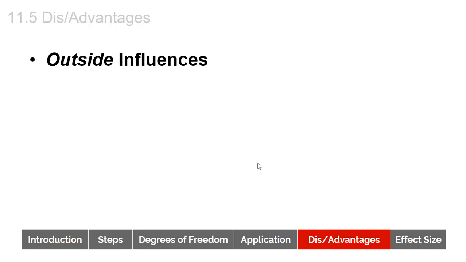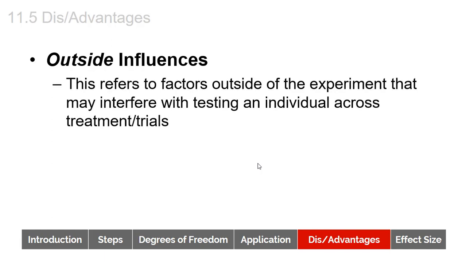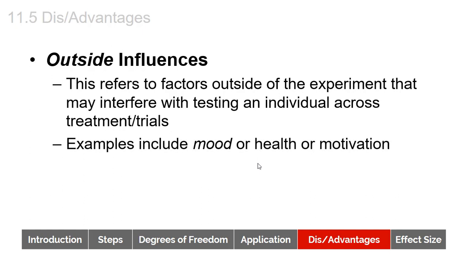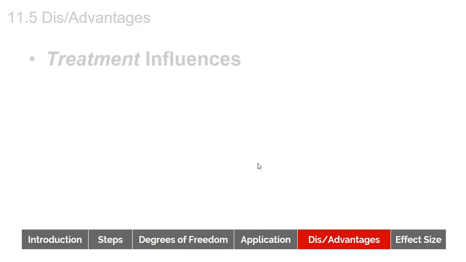So there are disadvantages to doing a repeated measures t-test. First of all, we can have what are called outside influences. These are factors outside of the experiment that may interfere with testing when you're testing somebody across time or across treatment trials. An example of this would be mood, health, or motivation. Things change between time 1 and time 2 that may have nothing to do with the study. So these outside influences that can intervene in between your trials can interfere with your results.